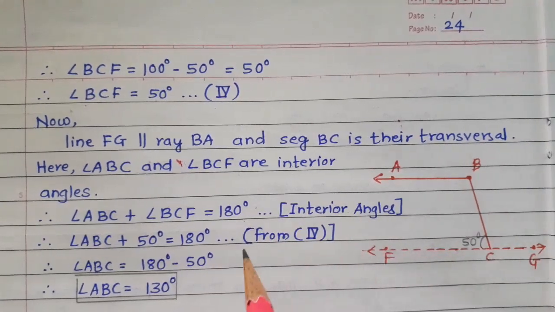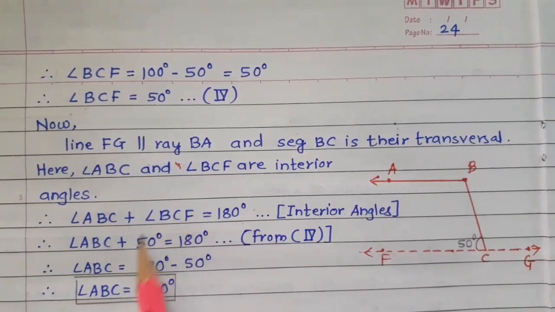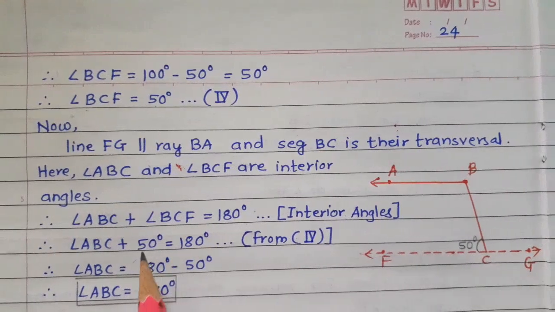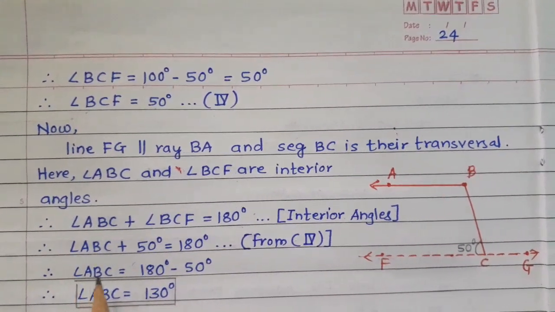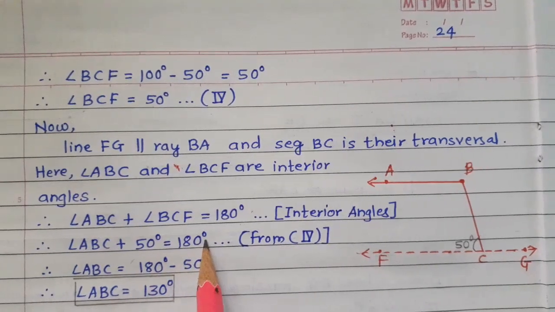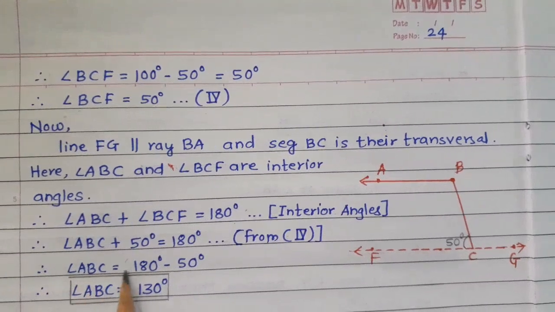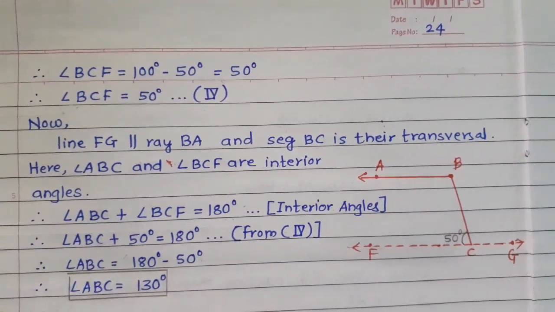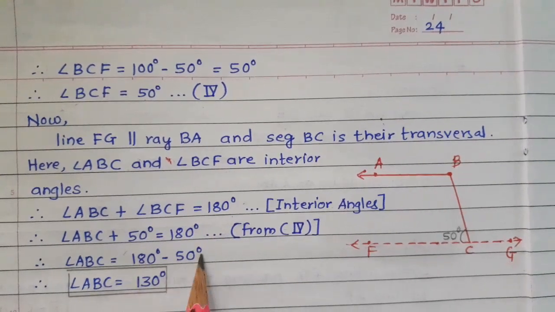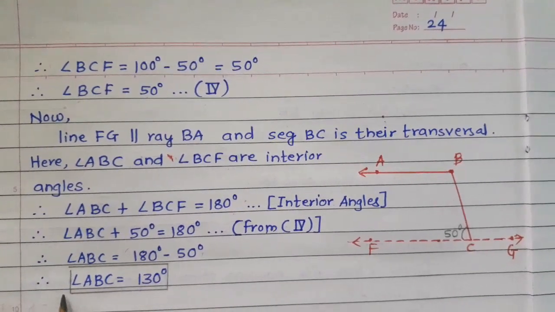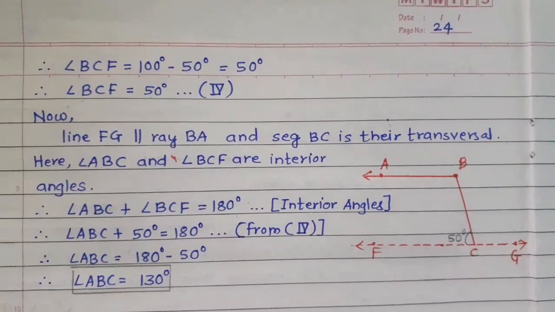Reason, interior angles. So angle BCF is equal to 50 degrees from equation number 4. Then we have angle ABC plus 50 degrees is equal to 180 degrees. Solve this. We have angle ABC is equal to 180 degrees minus 50 degrees. Therefore 180 minus 50 is 130. Then we have the measure of angle ABC is equal to 130 degrees.